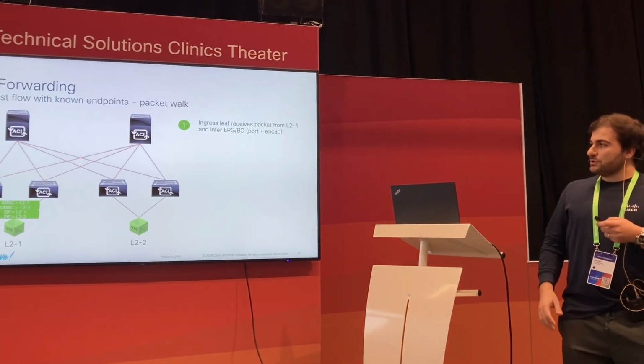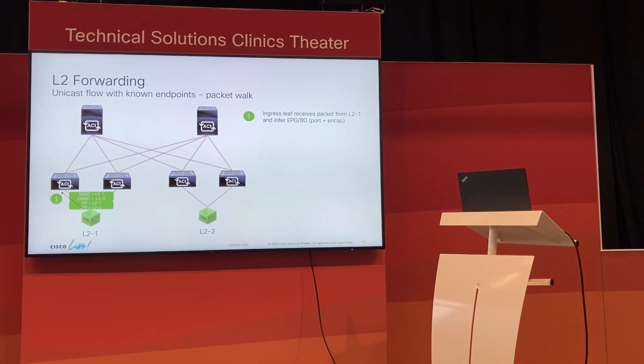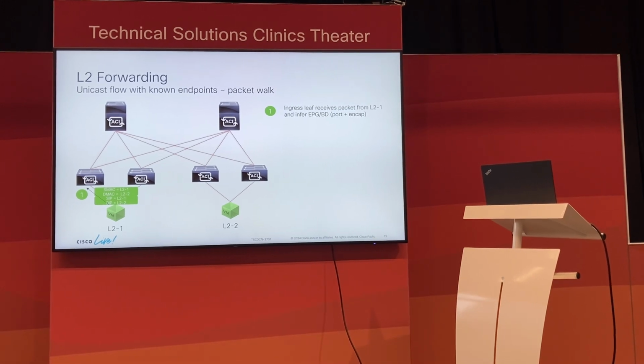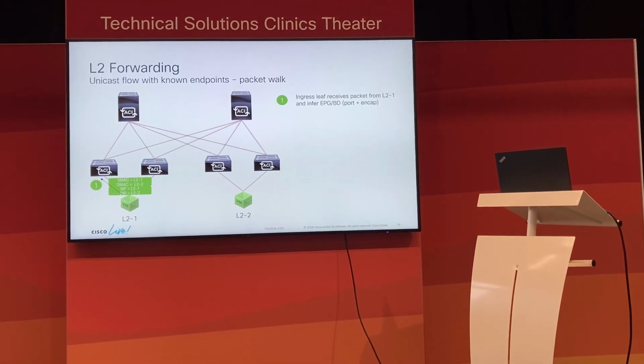So our first host sends a packet to leaf 1. Leaf 1 receives the packet, and from the port and the encapsulation from which the packet is being received, we can derive the EPG and the bridge domain to which this packet belongs.